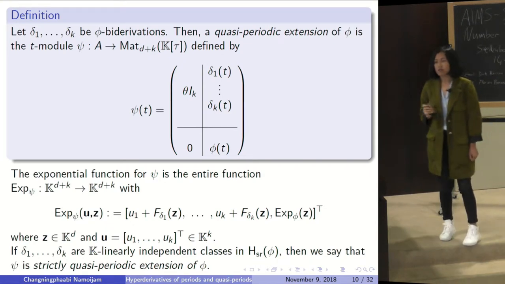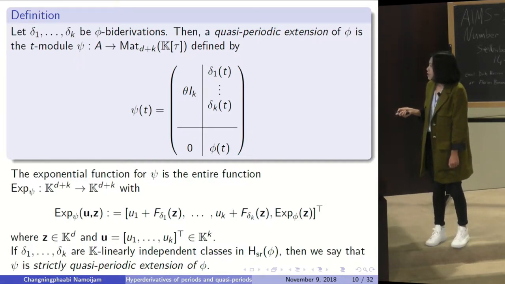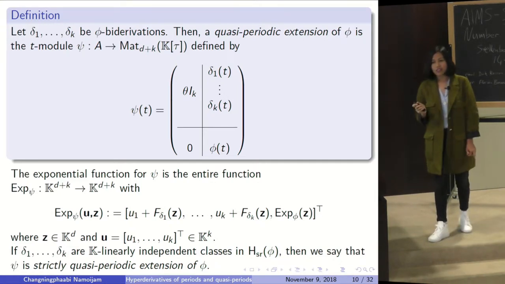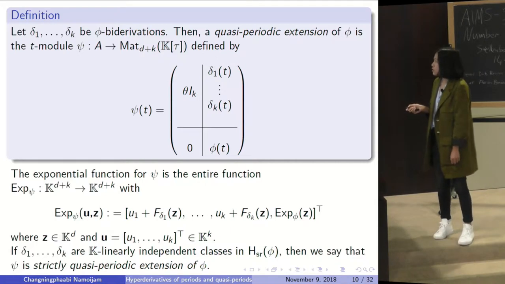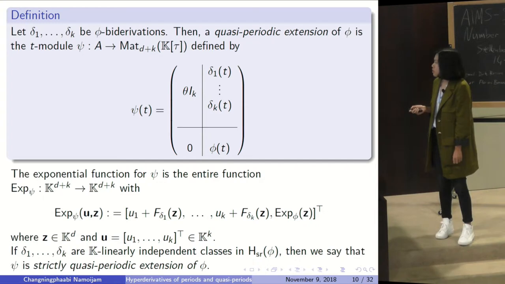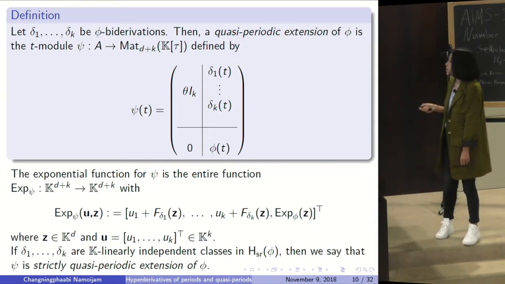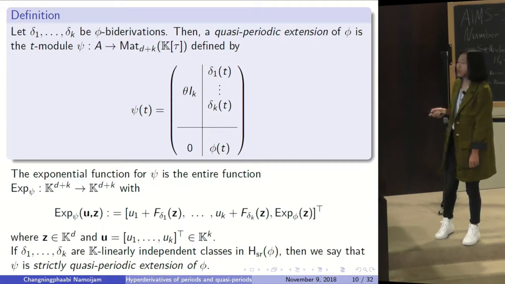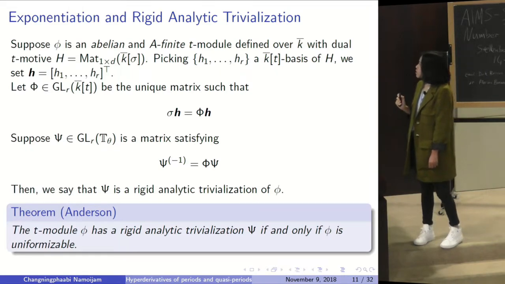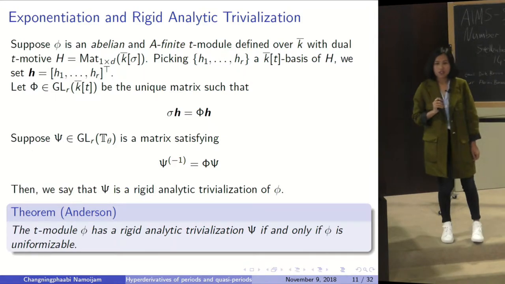Okay. So now, if my delta 1 to delta k are k linearly independent classes in my strictly reduced biderivations, which, if I recall, is the space of biderivations modulo the space of strictly inner biderivations, then we say that C is a strictly quasi-periodic extension of phi. All right. So for our first theorem, I need to talk about rigid analytic trivialization.